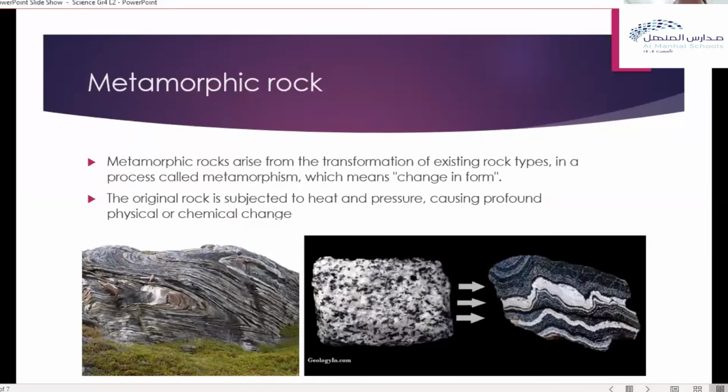The third type of rock is called metamorphic rock. This is due to sedimentary rock being pushed down into the Earth's crust and then changing over a period of millions of years, caused by heat and pressure. If we read here, metamorphic rock arises from the transformation of existing rock types in a process called metamorphism, which means change in form. The original rock is subjected to heat and pressure, causing profound physical or chemical changes.